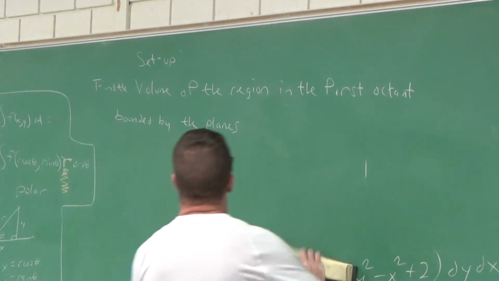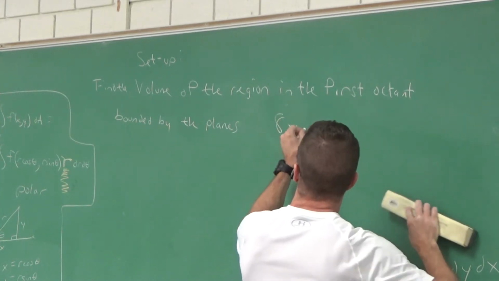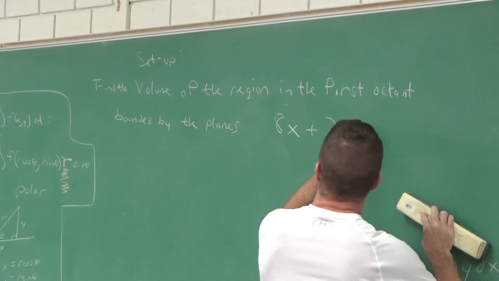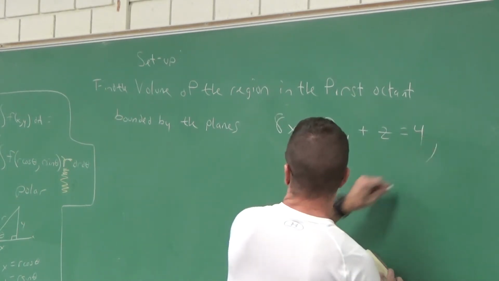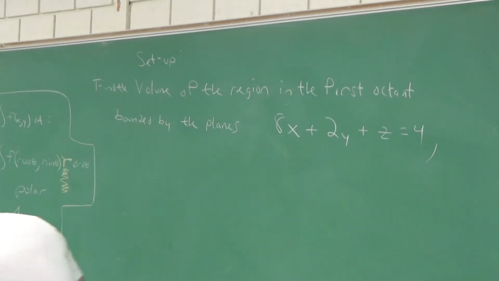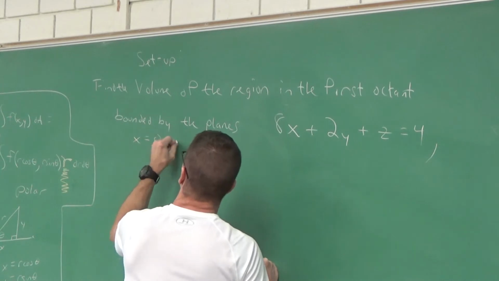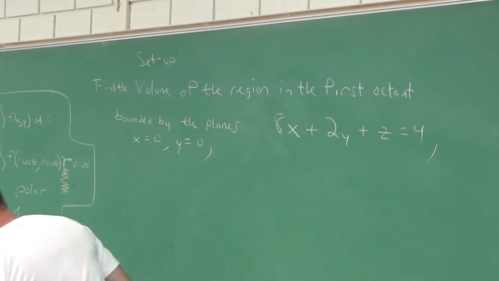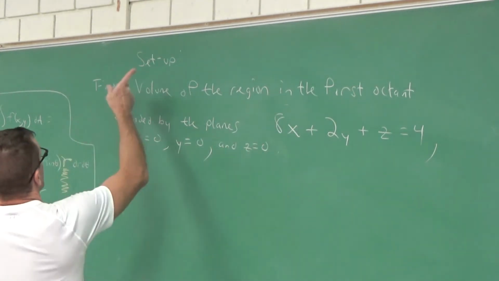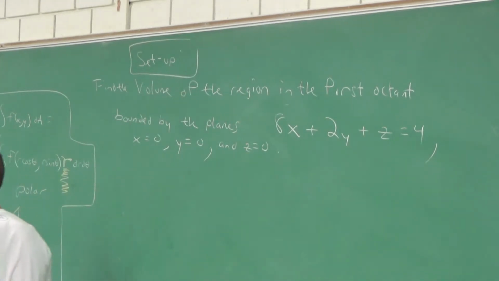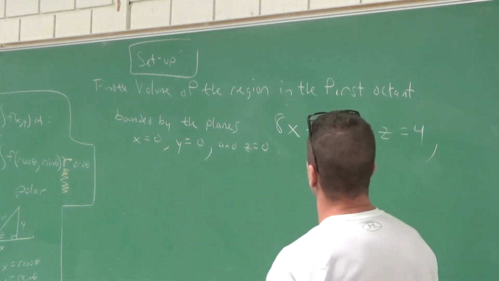8x plus 2y plus z equals 4. That's one plane. The next plane, x equals 0, y equals 0, and the last plane, to set up the problem to solve this. But we'll set up a triple integral. Because triple integral of what will give us volume? Triple integral of 1, right? Okay, so we're going to set up triple integral of 1. We're going to have to set the boundary.